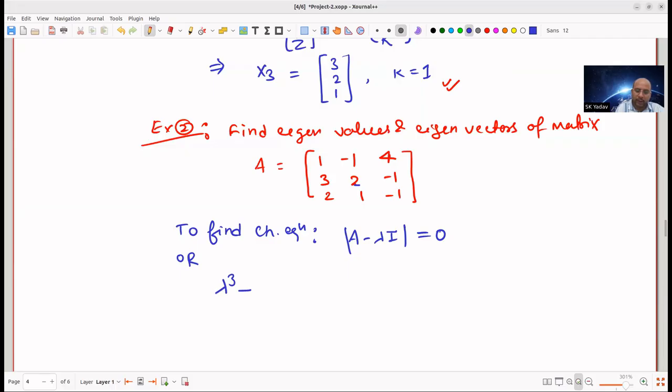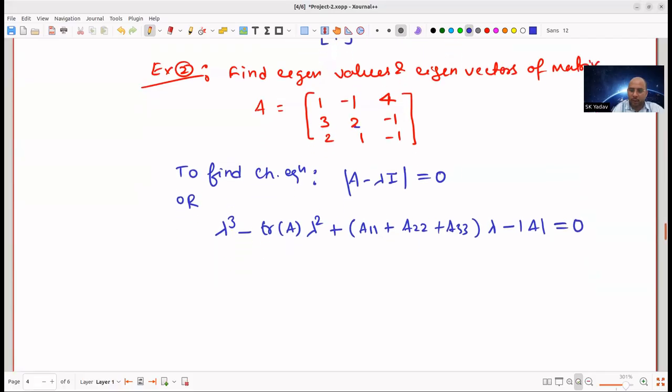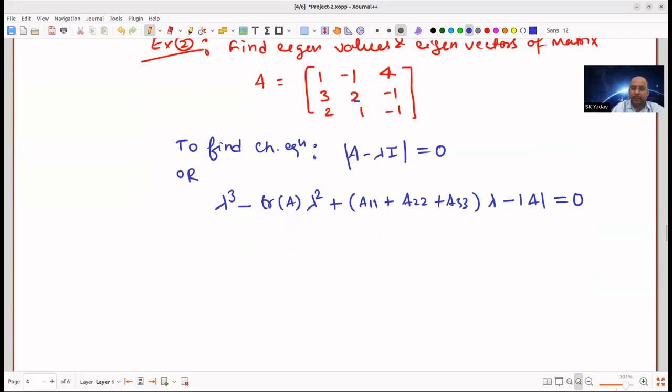Lambda cube minus trace of matrix A into lambda square plus sum of principal minors, that is A11 plus A22 plus A33, into lambda minus determinant of matrix A equal to 0. So let us compute every component required here.